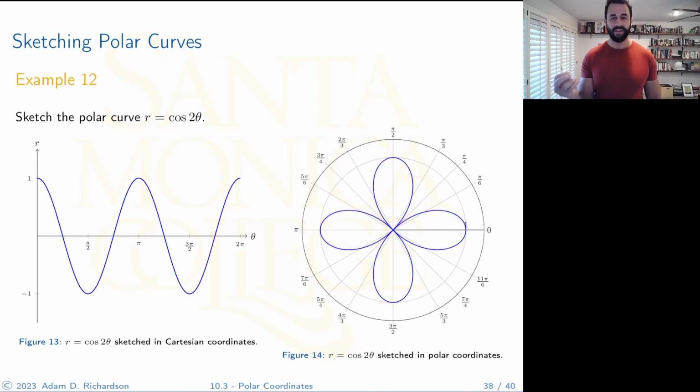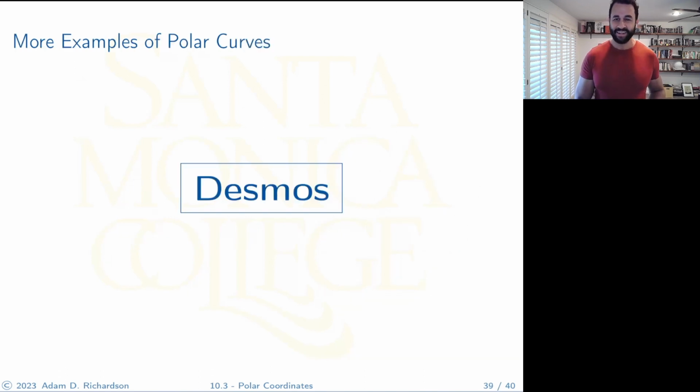Not too bad. There you go. That's how you graph these polar curves. All right, so now let's take a look at a Desmos example.